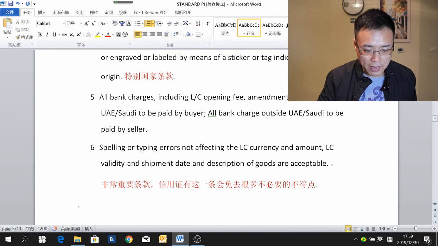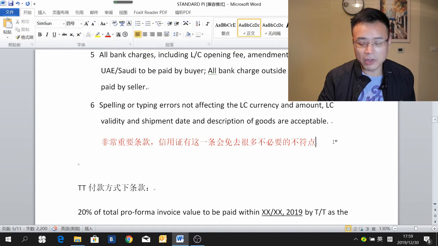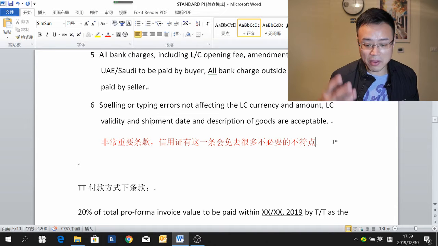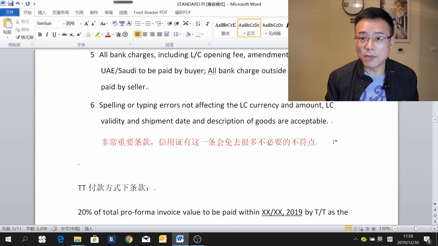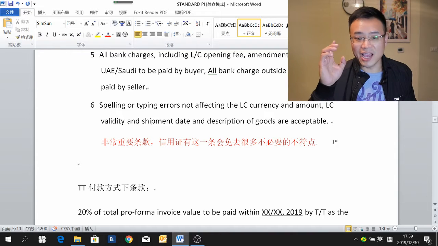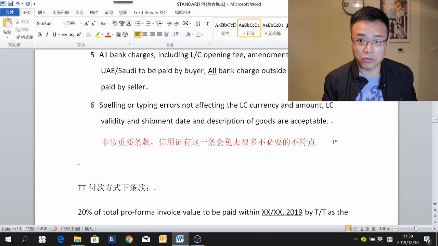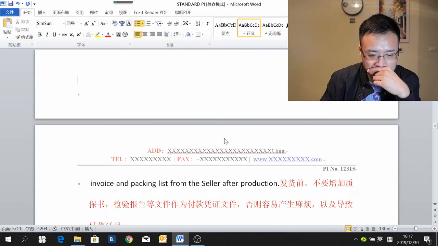Number 6, spelling or typing errors not affecting the LC currency and amount, LC validity and shipment date and description of goods are acceptable. Extremely important, because when you produce the documents, you may make a mistake, you may make a typo. Typo means typing mistake. And as long as you have this term, you're safe. If you don't have this term, any missing comma, dot, or wrong spelling may be considered as discrepancy, and therefore you lose your payment guarantee. That's a disaster.